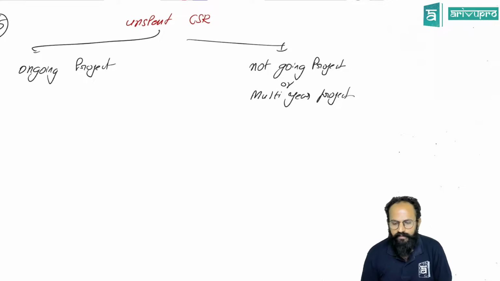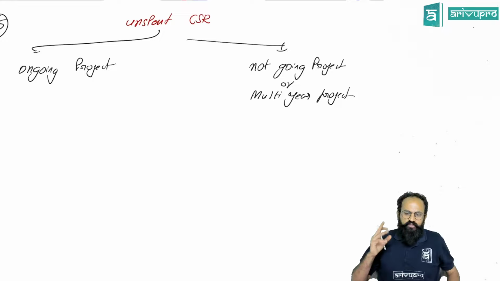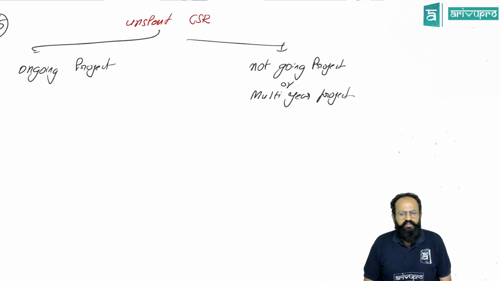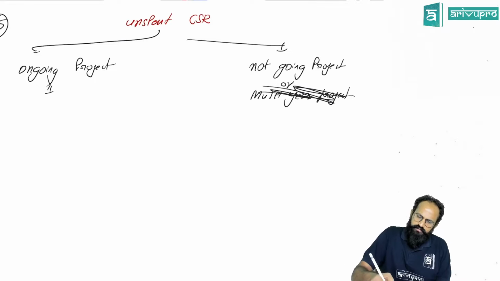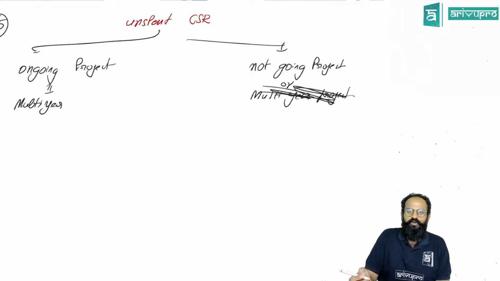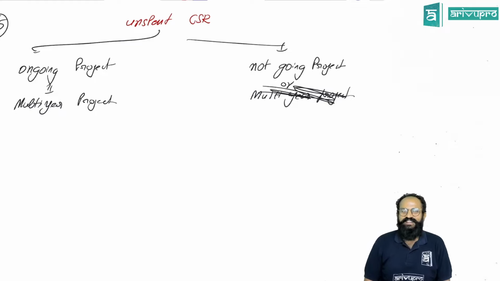This is CSR only. Okay, people, CSR projects can be of two types. One is called an ongoing project. The next one is called a not ongoing project. Sorry, multi-year project comes here. You should use your brain. When I say not ongoing, how will you call it multi-year? Simply copy pasting. We trust you, sir. Achha. Multi-year project. Hey, I'm human. Yes, ongoing project, not ongoing project. Ongoing project means, people, multi-year project.